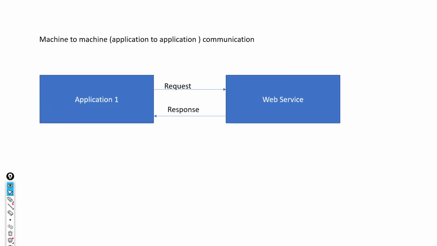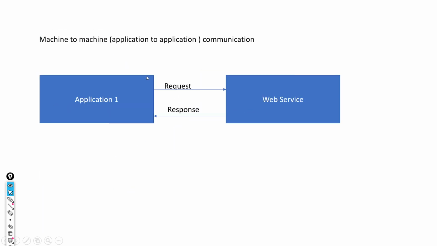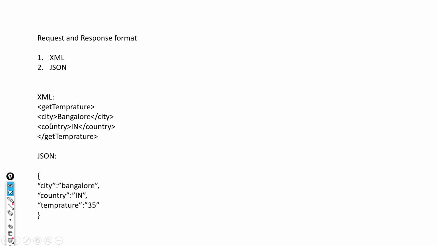Request response. Here we saw just request and response, right? What is request? How is response? Request response formats. Two formats we have. One is XML format and another one is JSON format. XML is Extensible Markup Language, JSON is JavaScript Object Notation.